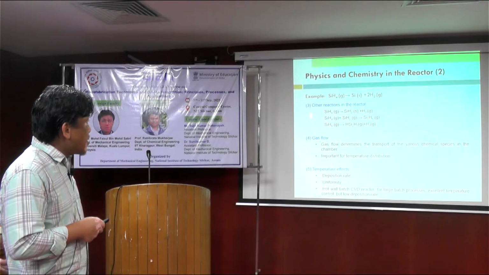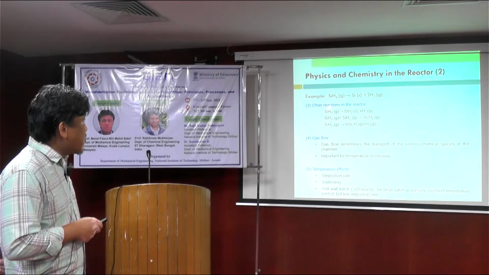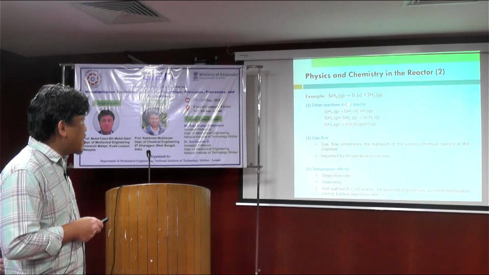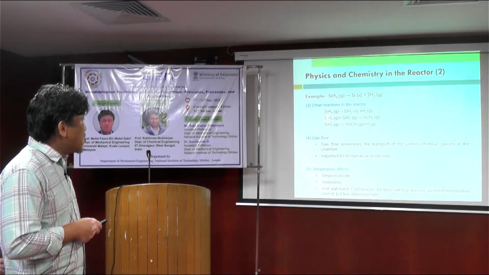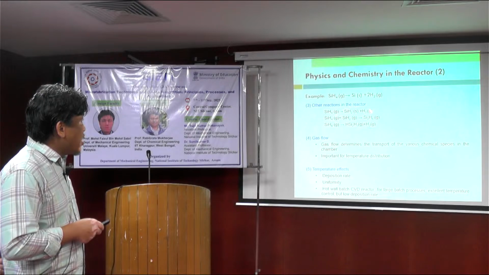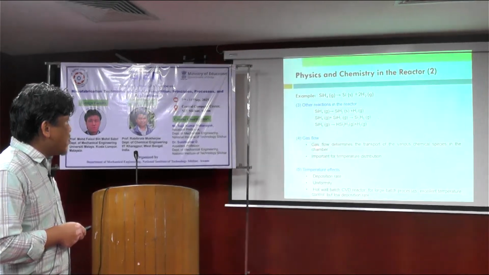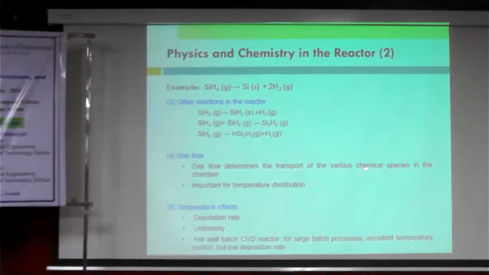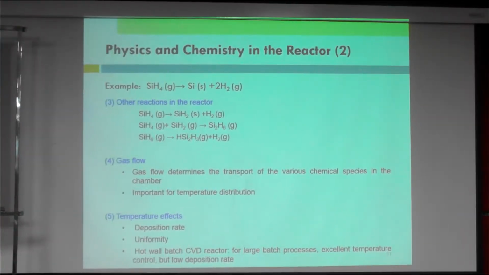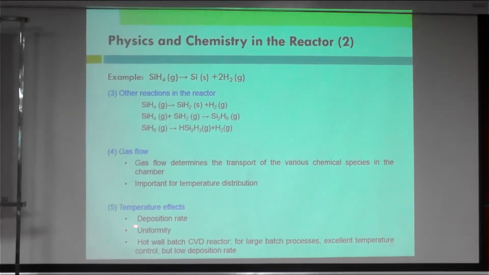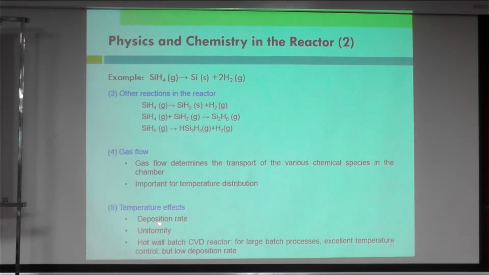So this is the other material, basically, if you want to have it happen in the CVD chamber. So the reaction happens, and the gas flow determines the transport of the various chemical species in the chamber as well. And the temperature effect is very important to control the deposition rate and uniformity of the film deposited, and the hot wall batch CVD reactor, for example, for large batch processes, has excellent temperature control but low deposition rate.